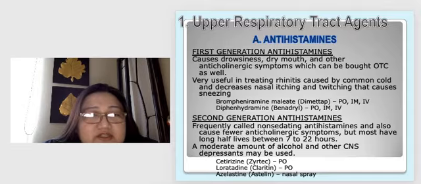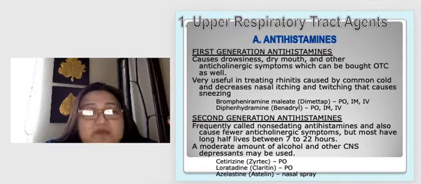Sa mga second-gen naman, a moderate amount of alcohol and other CNS depressants may be used. And these are cetirizine, loratadine, and azelastine.